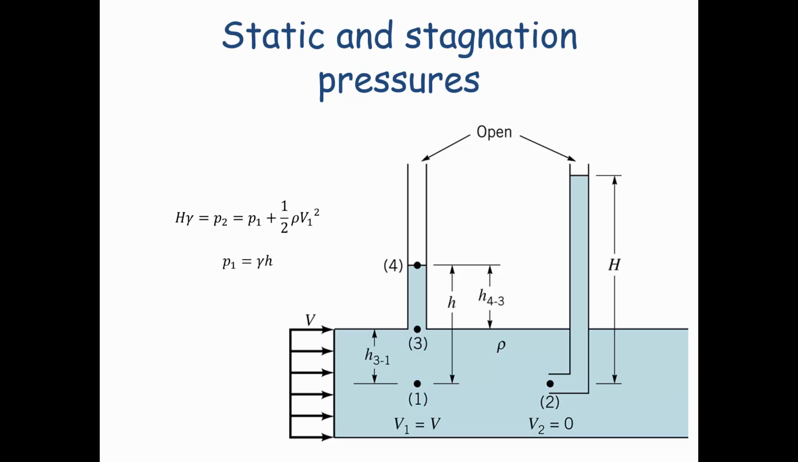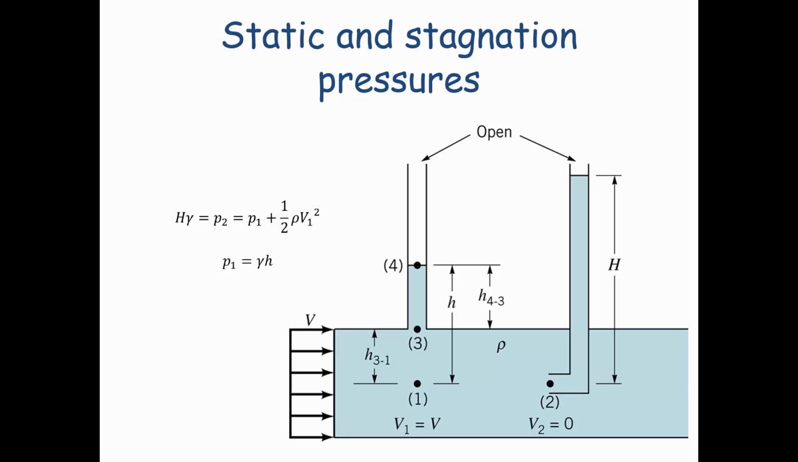This will be defined later, but point 2 is what's called the stagnation point. It's the point at which the velocity goes to 0 as a result of the fluid meeting up with an object. And we'll look at some different types of objects as to cases where we have stagnation points.